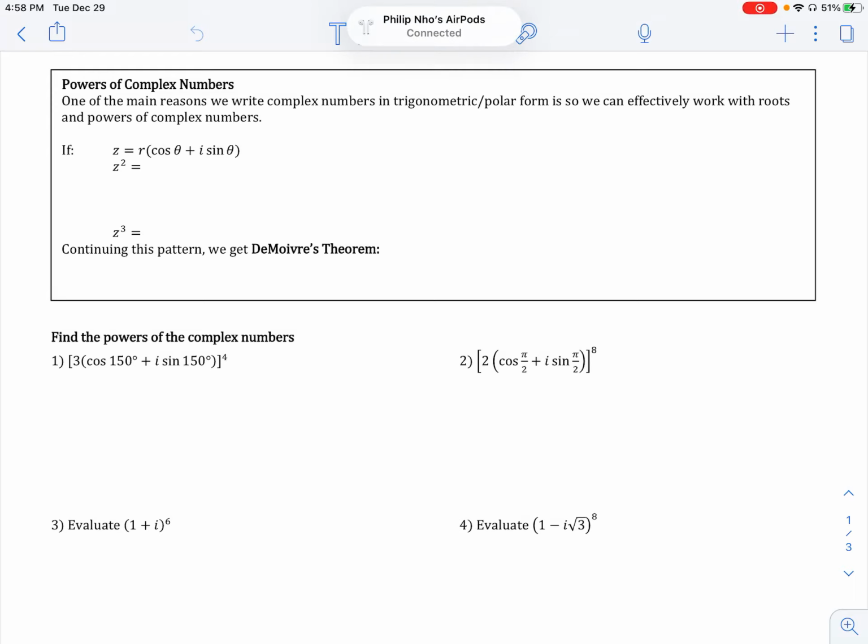I mentioned previously that one of the main reasons we write complex numbers in trigonometric, or in other words, polar form, is so that we can work with roots and powers of complex numbers much more efficiently. So I want to start by taking a look at a complex number that is in trigonometric form. So z is equal to r cosine theta plus i sine theta.